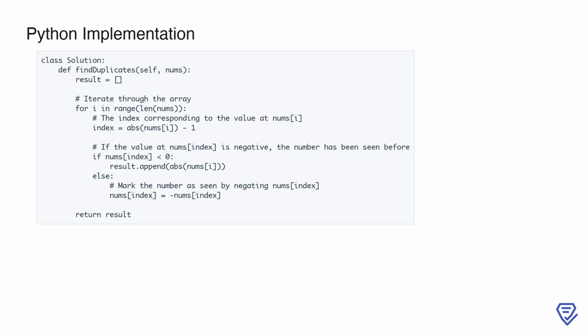Find all duplicates in an array using an efficient in-place algorithm. The goal is to find all numbers that appear twice in the array. The array contains integers in the range 1 to n, where n is the size of the array.